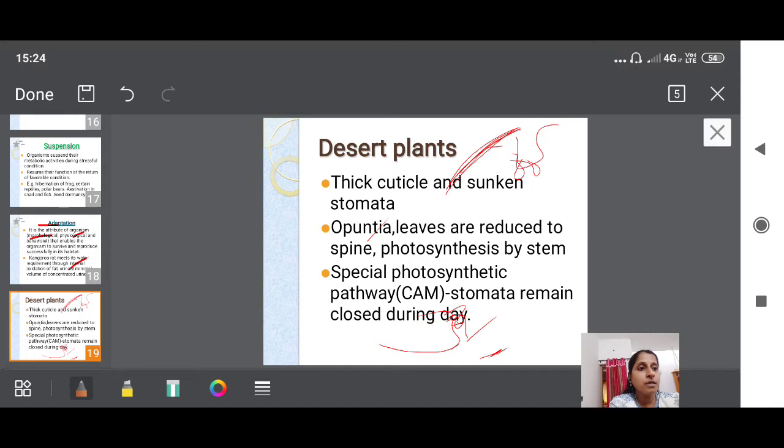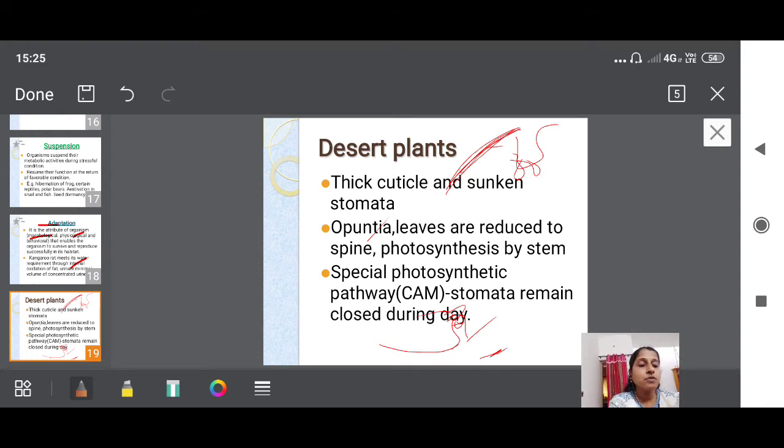Opuntia, when you are seeing, is a plant where the leaves are reduced to what? Spines, so that the transpiration is not taking place much. And photosynthesis is carried out by whom? The stem is carrying out photosynthesis, as it is green in color, and the leaves are reduced to spines in order to reduce water loss through transpiration.